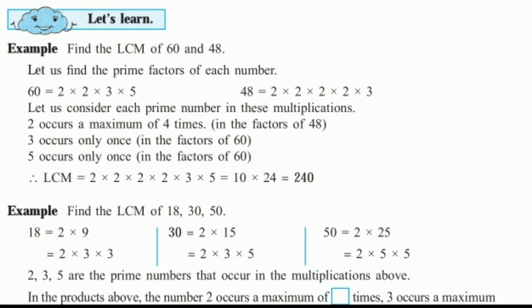Now we will take three numbers LCM. Okay, so the next example is find the LCM of 18, 30 and 50. Here what we will do, find the factorization of 18, 30 and 50. So the factors for 18 are 2 into 9, for 30 it is 2 into 15 or 2 into 3 into 5 and for 50 it is 2 into 5 into 5.